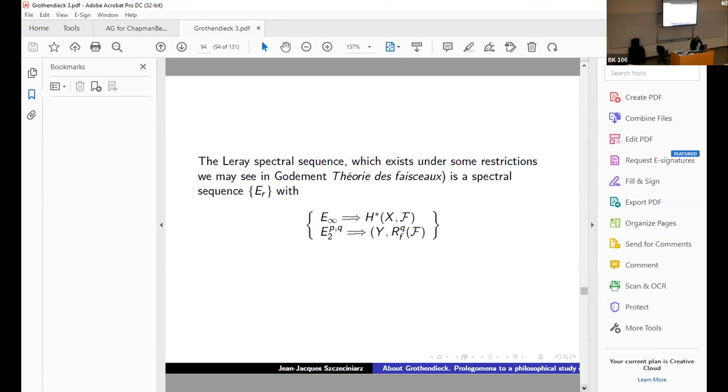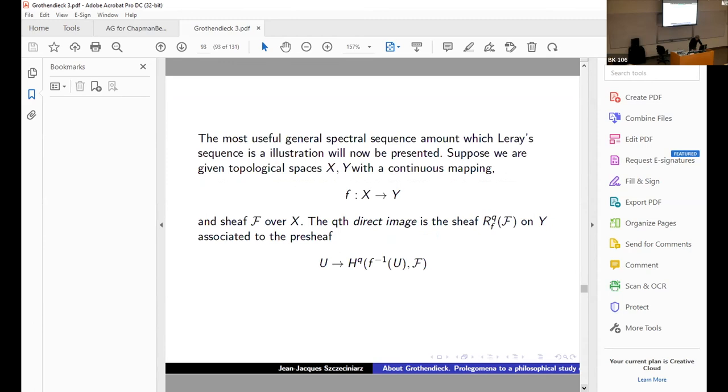So the last part of my talk will focus on the spectral sequence in the Leray spectral sequence. This illustration will not be present.